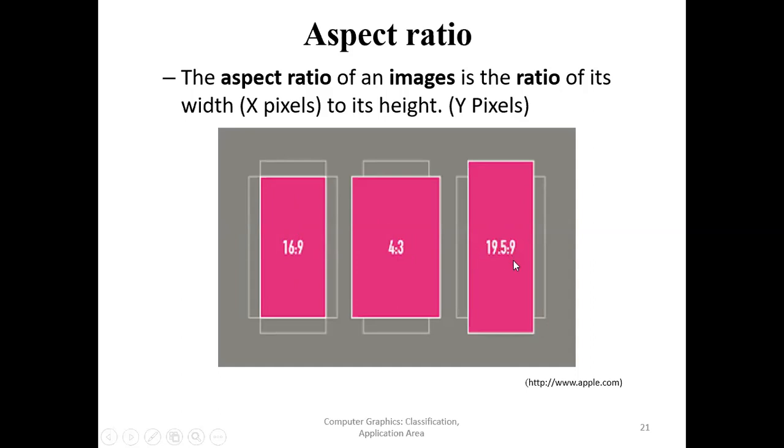19.5:9. Now what is the ratio? Let's assume you have 100 pixels on the x-axis and 50 pixels on the y-axis, then the aspect ratio will be 2:1, or it can be 1:2. Just like that, aspect ratio is of width and height. So if you have 100 pixels on the x and 200 pixels on the y, it will be 100:200. So this is called the aspect ratio.